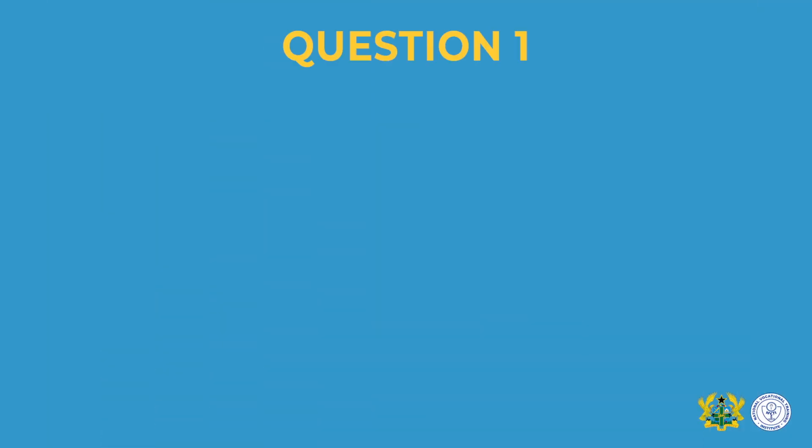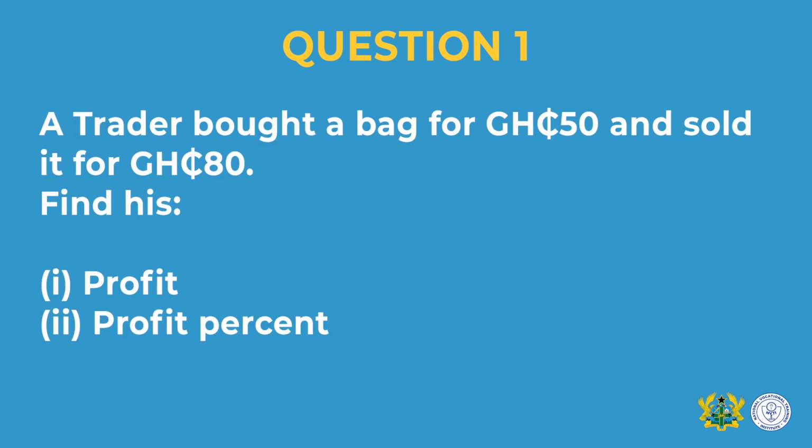Now let's see how we can apply these formulae. Let's start with example or question number 1. A trader bought a bag for 50 Ghana cedis and sold it for 80 Ghana cedis. The question is, find his profit and profit percent. Here we've been given the cost of the bag, and again the selling price of the bag.